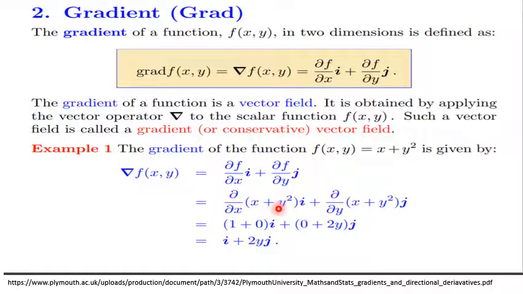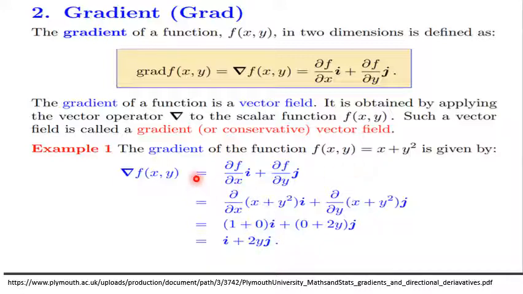Now differentiate this with respect to x. As we know, del x upon del x is 1, and because y is not depending upon x here, that value becomes 0. Similarly here, x is not depending upon y, that's why the derivative of x with respect to y is 0, and here 2y. Now it is in the i direction and it is in the j direction. So the vector of this scalar quantity is i plus 2y j. I think it is very simple for you.